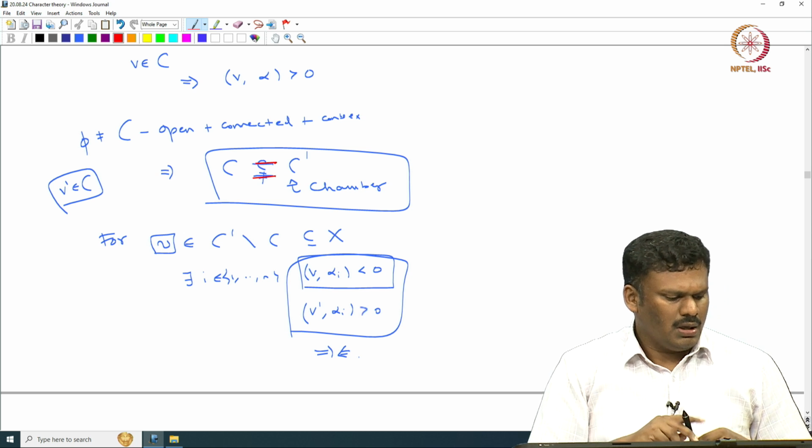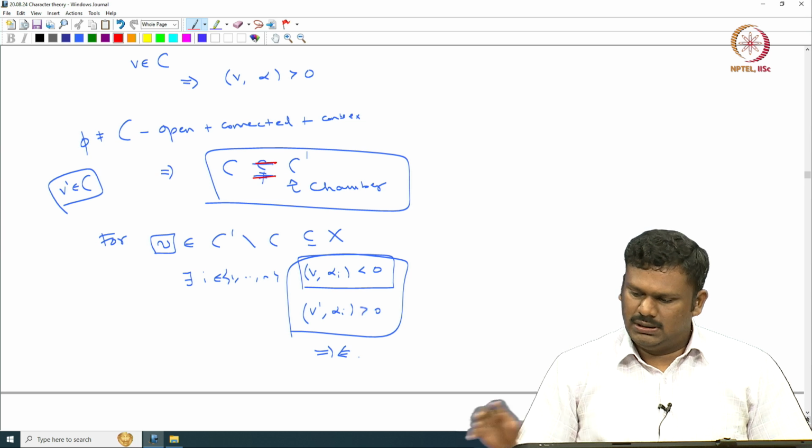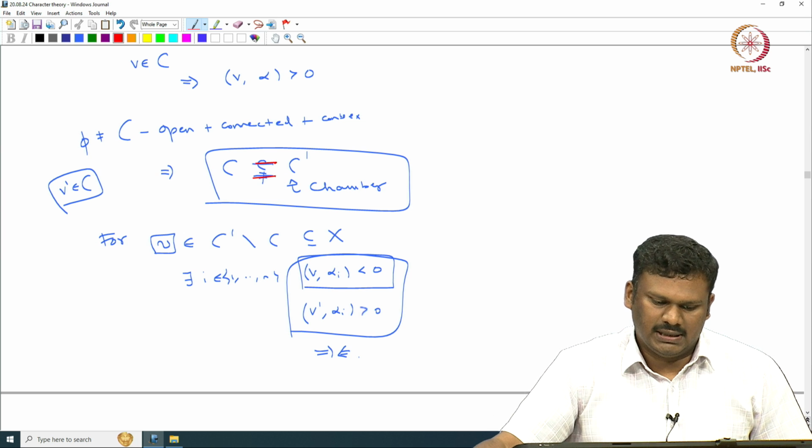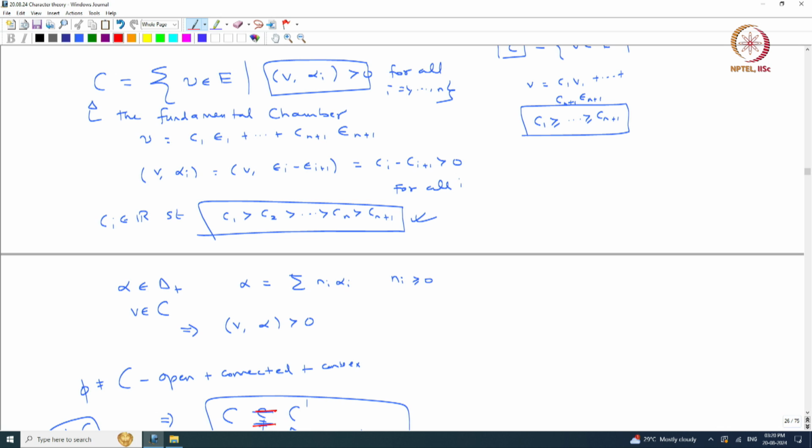So, we will use this Weyl group action to understand how it acts on the chambers. We will indeed prove that the action of the Weyl group on this set of chambers is simply transitive.